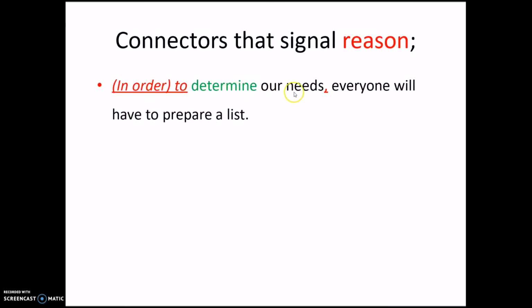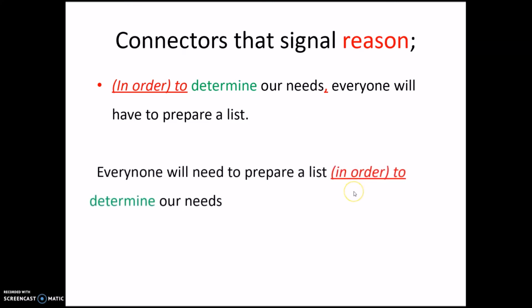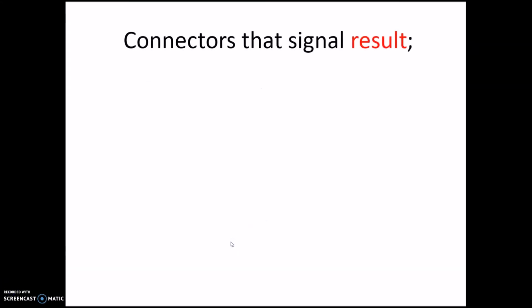Like in order to determine our needs, comma, because we use it at the beginning of the sentence, everyone will have to prepare a list. We can also use it in the middle, and when we use it in the middle, there is no need to use a comma.